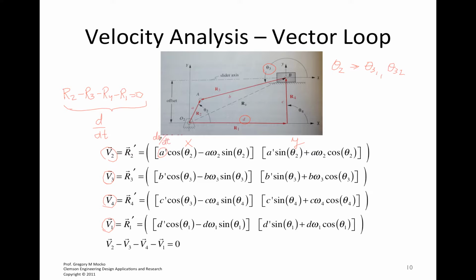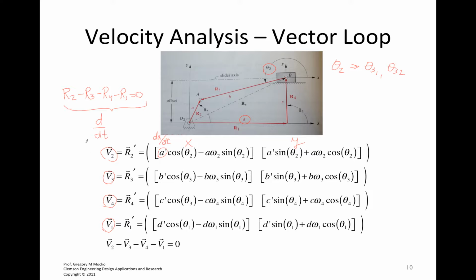So this is the time rate of change of a times cosine of theta 2 minus a omega 2 sine of theta 2. This is the x component. For the y component, we get a prime sine of theta 2 plus a omega 2 times cosine of theta 2. And similarly for vector 3, vector 4, and vector 1.